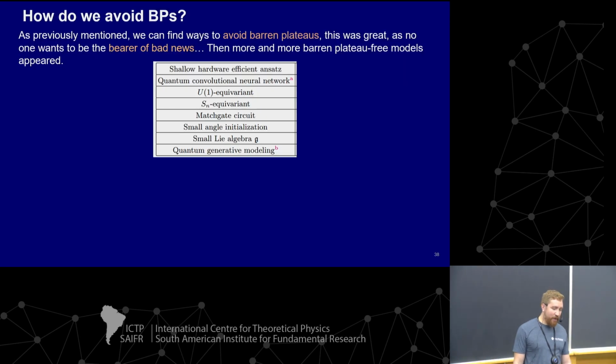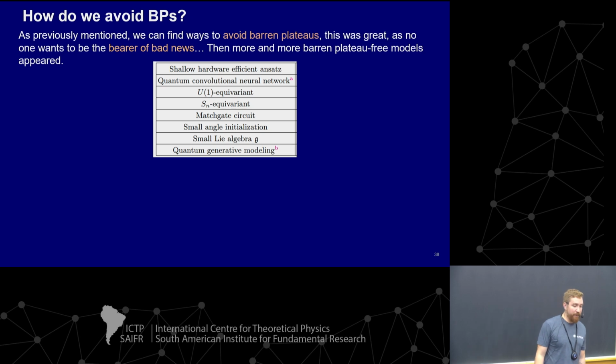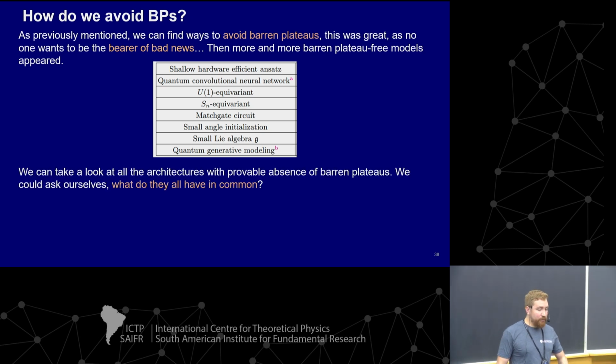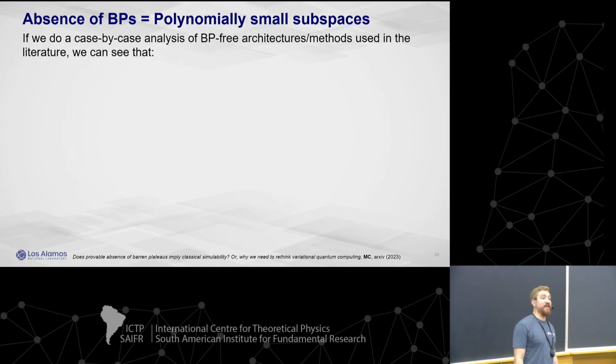So how do we avoid Barren plateaus? We have all of these models for which we can individually prove heuristically that they don't have Barren plateaus. So what do they all have in common? How do we actually avoid Barren plateaus in all of these architectures? Well, again, hindsight is 2020. They all do exactly the same thing. They take your search space and they just restrict it to a polynomially small subspace. And this we actually found to be a true statement. Absence of Barren plateaus means you are initialized in a polynomially small subspace.